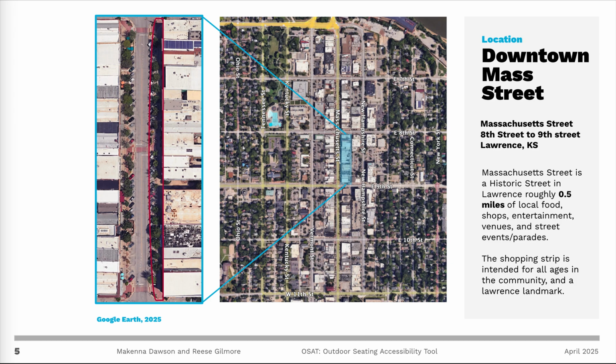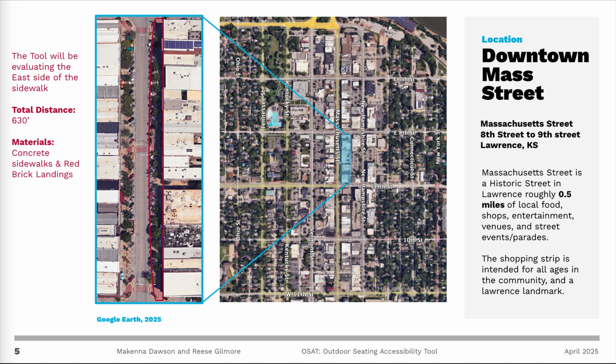A little background on this area: Mass Street is a historic downtown block, roughly half a mile of local food, shops, entertainment venues, and on occasion the streets get turned into a space for events or parades. As stated, this shopping strip is intended for all ages in the community, which is why we wanted to test this tool here. You can see on the zoomed in section, the part of the sidewalk we are evaluating is the east side as circled in red.